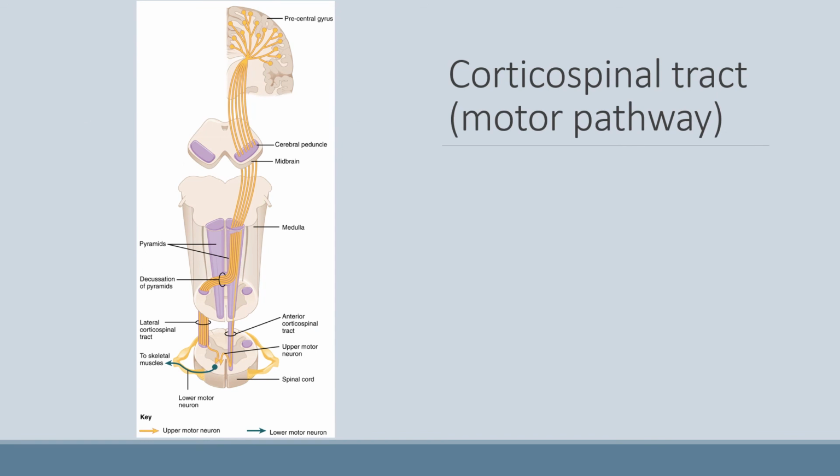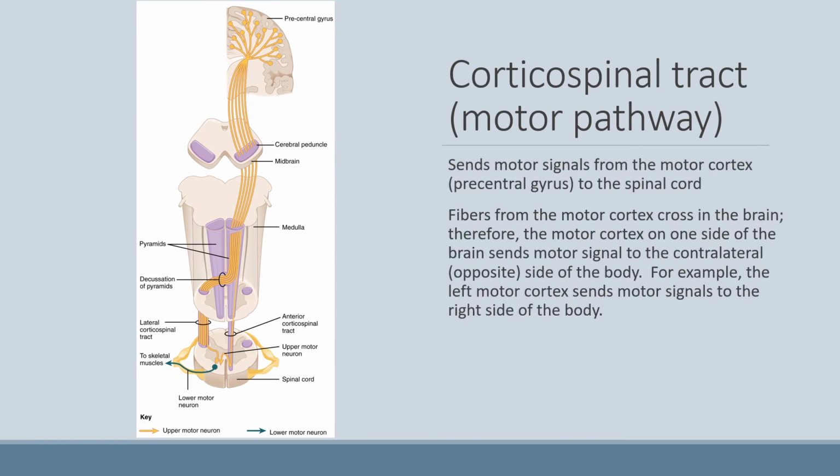Now here's your corticospinal tract. As you can see, it sends motor signals from the motor cortex down to the spinal cord. And note that the pathway crosses in the brainstem before it goes down to the spinal cord. Therefore, the motor cortex on one side of the brain sends motor signals to the contralateral or opposite side of the body. So for example, the left motor cortex sends motor signals to the right side of the body.